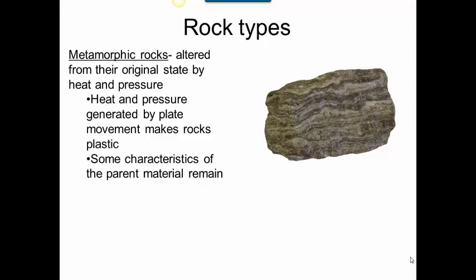So these rocks, these sedimentary or igneous rocks, become plastic and they move because they're exposed to a high amount of heat and a high degree of pressure. Some characteristics of the original parent material remain in the metamorphic rocks, but they are altered by heat and pressure.